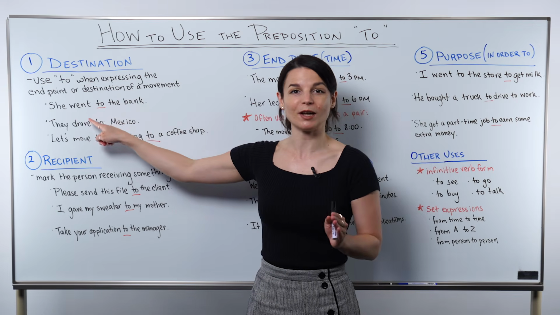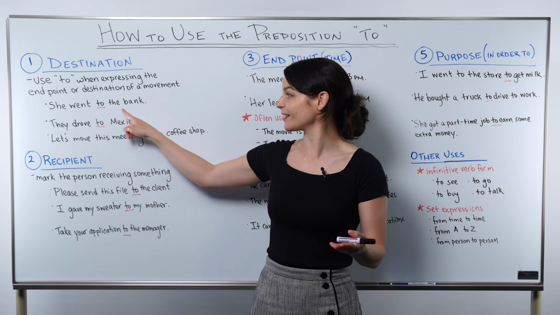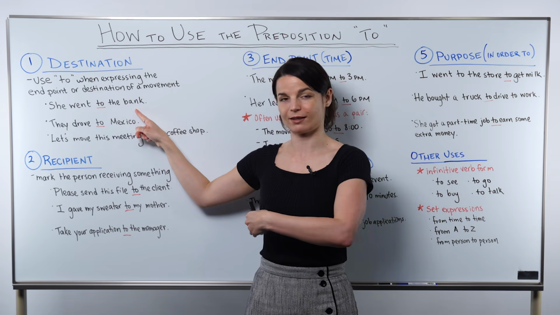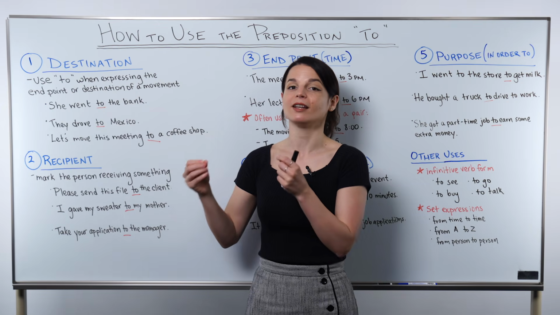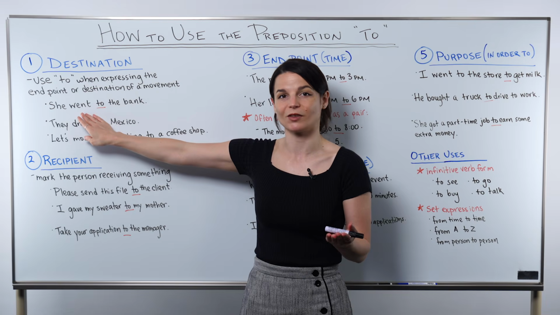First, "She went to the bank." Here, "to" is before the destination, in this case, the bank. She went to the bank. The bank is the destination or the end point of her movement. We use this with the past tense verb.